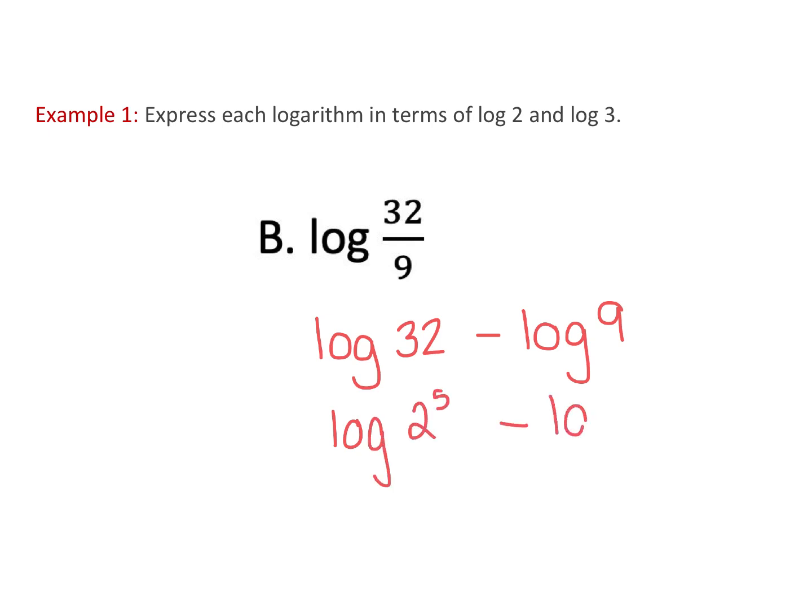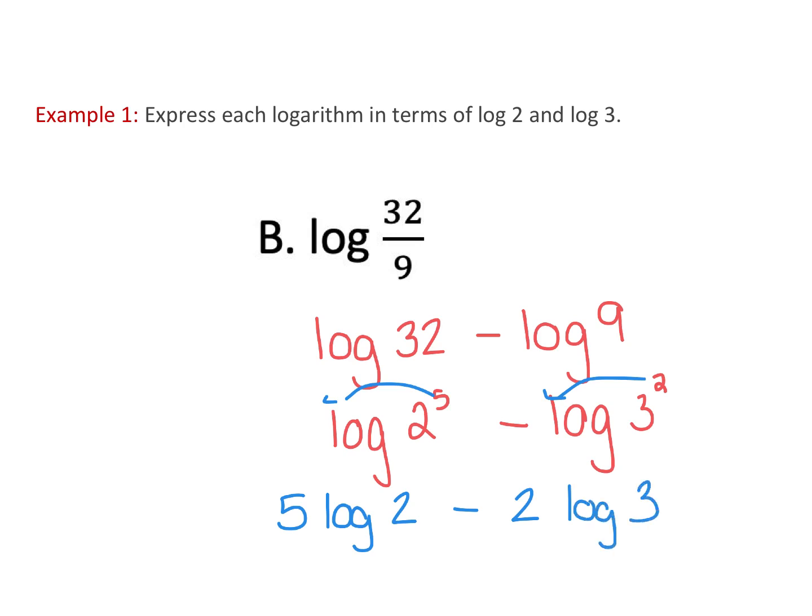And I can break down 9 in my head. That's 3 times 3, or 3 squared. Okay, so now I have raised to a power. Power rule says it's going to become multiplication. So I'm going to multiply each log by that exponent. So I'll have 5 times log of 2 minus 2 times log of 3. Again, I would encourage you to type your original into the calculator and this answer, and make sure that you have equivalent expressions.